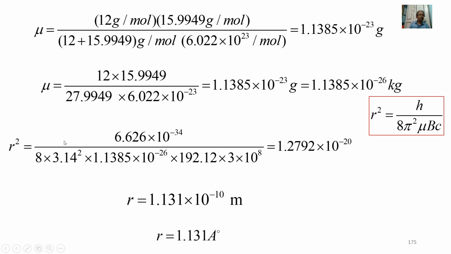And of course we know that R squared equals h divided by 8 pi squared mu B c. So substituting the value for h, the value for mu, and the values for B and c, on simplifying we will have 1.2792 into 10 power minus 20. This is nothing but R squared. Taking the root will give us the bond length, which is 1.131 angstrom.